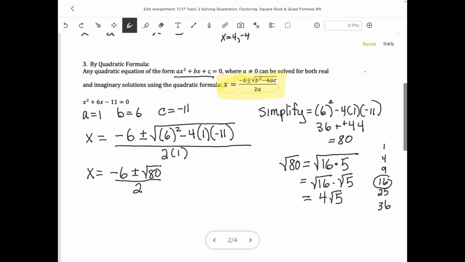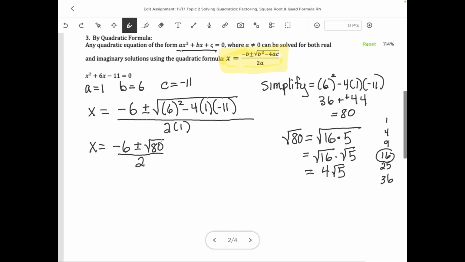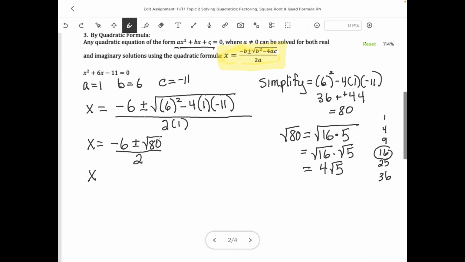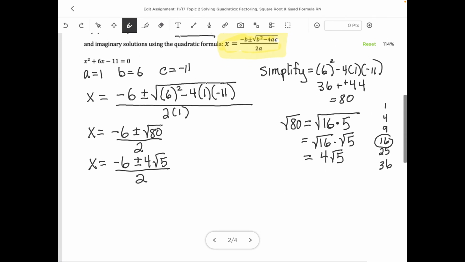So within the structure of the quadratic formula, there are some separate sidebar steps that you need to do as you are working through. All right, so let's go back to our process. So x equals negative 6 plus or minus 4 square root 5 over 2.